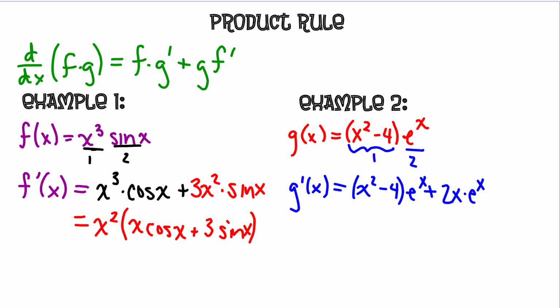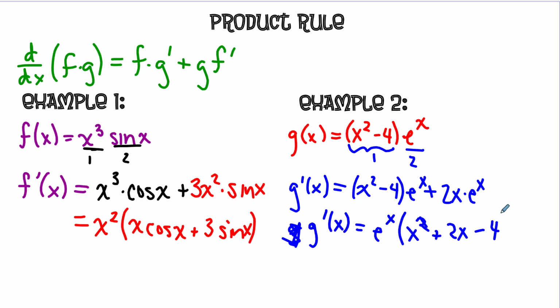So if I simplify this a little bit, excuse my writing, I would have g prime of x equals e to the x times x squared plus 2x minus 4. I rearranged all of these pieces to be in descending order. And that's it for the product rule.